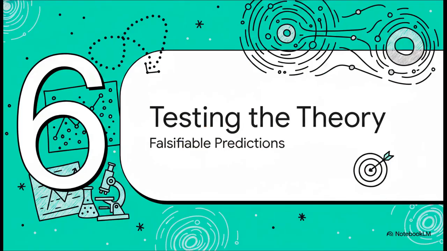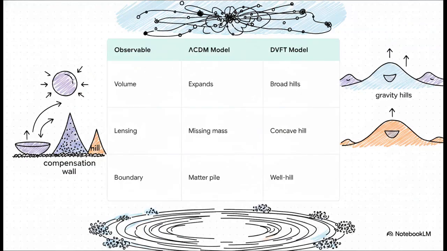Which leads us to our final part, Section 6, testing the theory. Listen, a beautiful theory is just poetry until you can back it up with hard data, right? When we compare the observables, we see distinct, measurable differences between the standard model and DVFT. While the standard model says void volume dominance and negative lens convergence are just passive results of missing matter, DVFT interprets them as active features of Kibble-Zurek gravity hills.